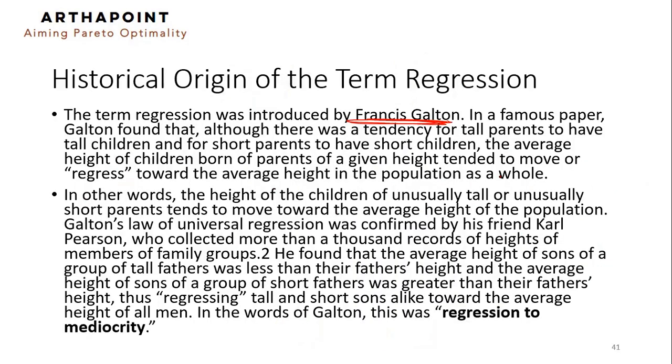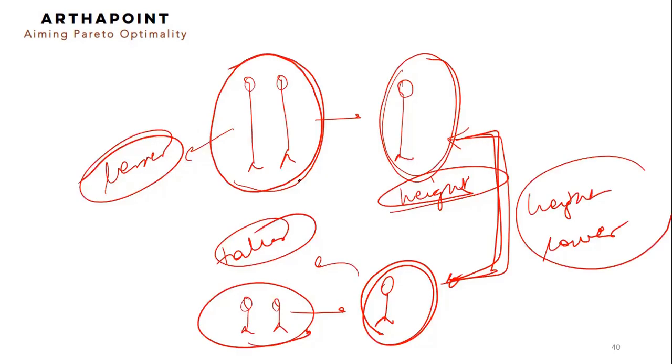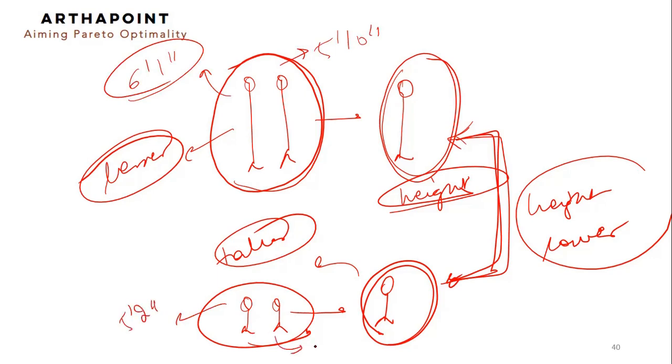So, he said that tall parents are going to have tall children and short parents are going to have short children. But the average height of children born of parents of any given height tend to move towards the average height of the population as a whole. And that is why I just told you that the gap is reducing. So for example, the height of the parent was 6'1", and let's say the mother was 5'10". And let's say here, this was 5'2", and let's say this was 5.